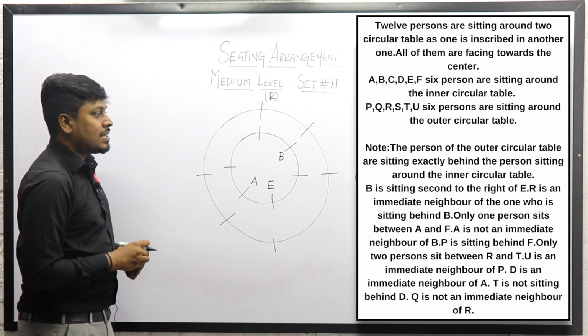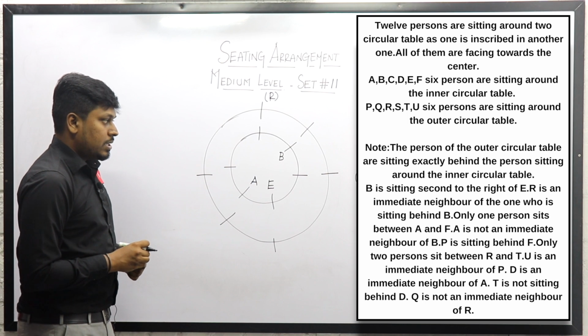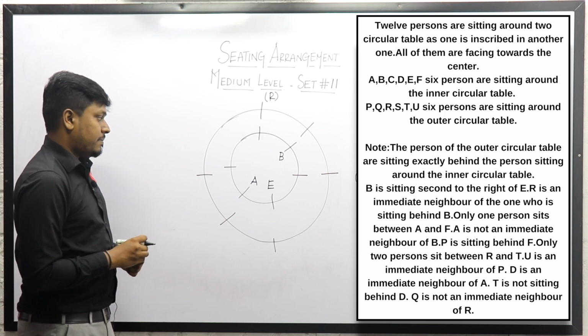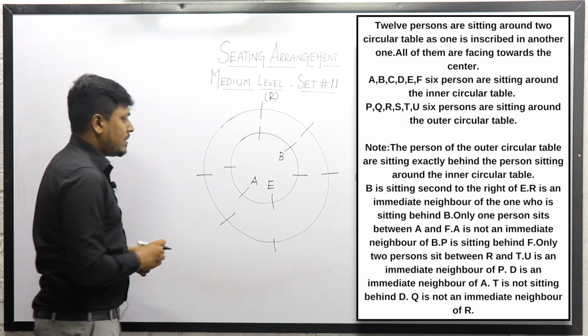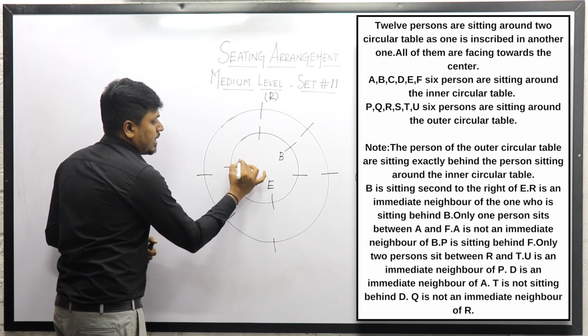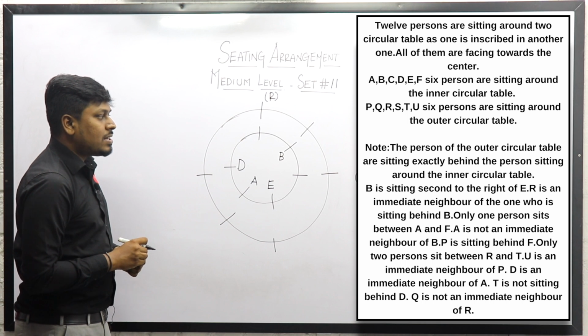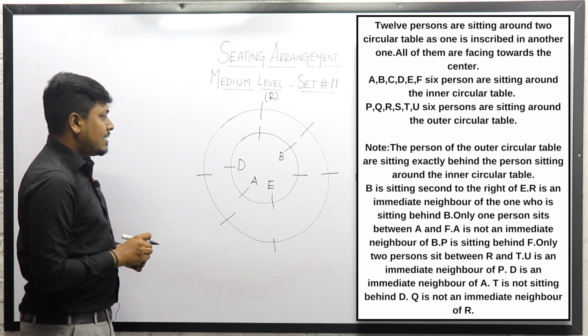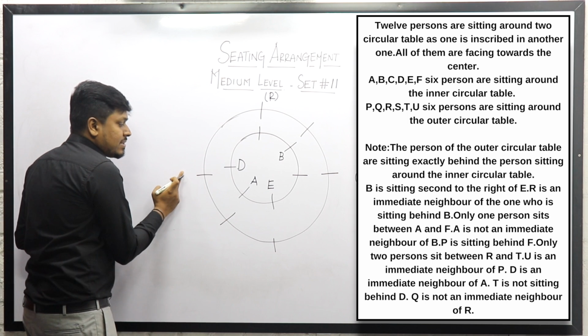Next point, U is an immediate neighbor of P. So P's immediate neighbor is U. D is an immediate neighbor of A. So A's immediate neighbor is D, then definitely I should fix D here. Next point, T is not sitting behind D. Just see here friends, T is not sitting behind D. So behind D is not T.